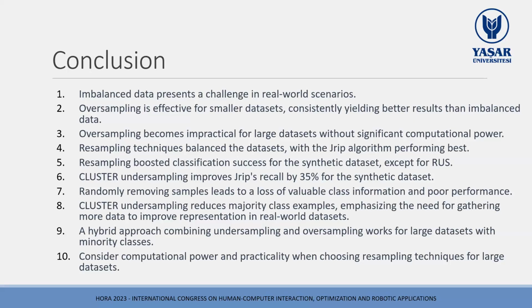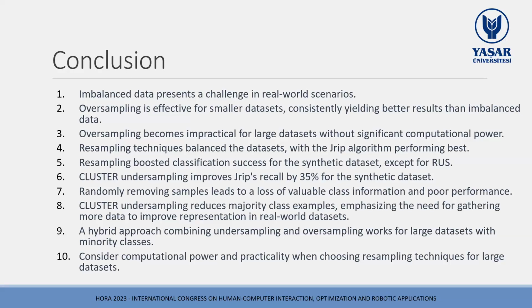Resampling techniques have proven effective in balancing the data sets, with the JRIP algorithm exhibiting superior performance by improving the performance by 35%. However, it is important to note that the random undersampling technique did not yield significant improvements. The cluster undersampling technique, while successful for the synthetic data, resulted in poor performance when applied to the real-world data set. This can be attributed to the reduction of majority class examples, which negatively impacted classification results.